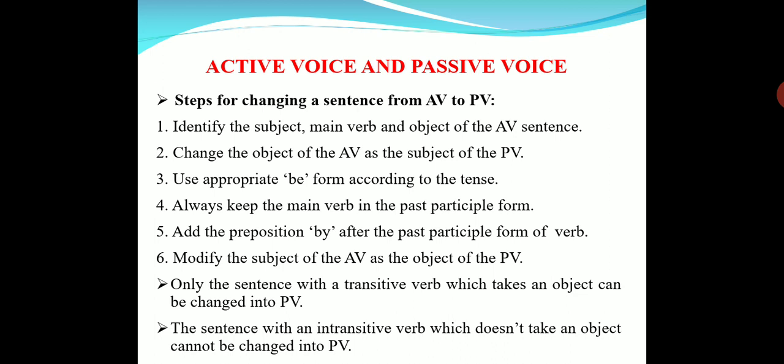Only the sentence with a transitive verb which takes an object can be changed into passive. Here we are talking about always subject, verb and object. So if a sentence has an object, then only it can be converted, because object becomes subject in the passive voice. If there is no object, we can't change it. So transitive verb means which takes an object. Some verbs don't take objects. We'll see them in the next slide. The sentence with an intransitive verb which does not take an object cannot be changed into passive voice.